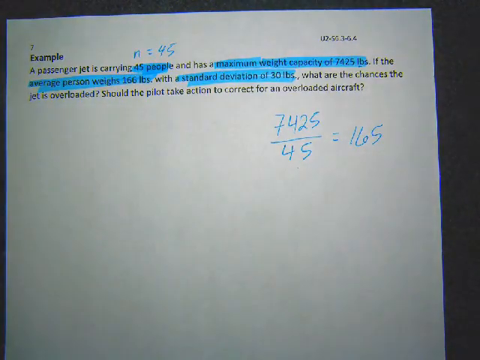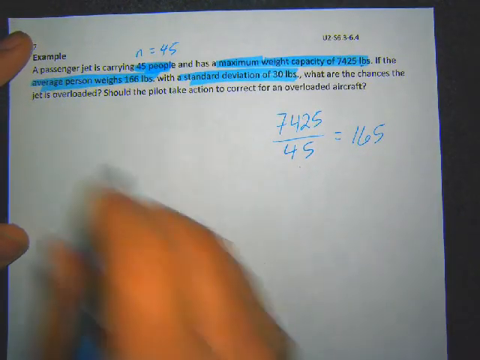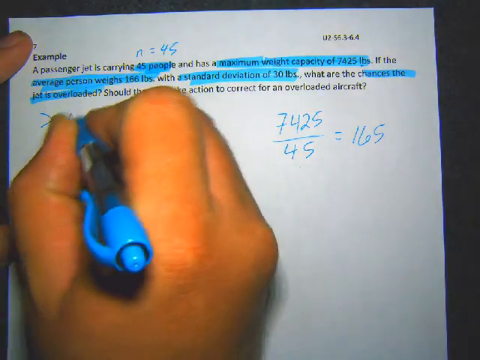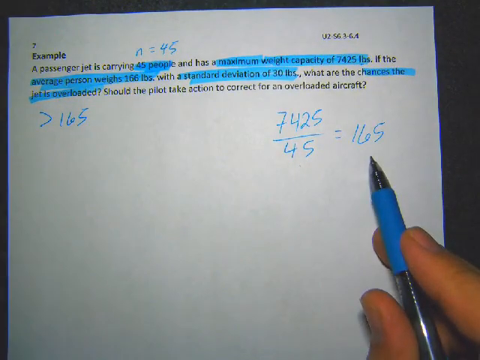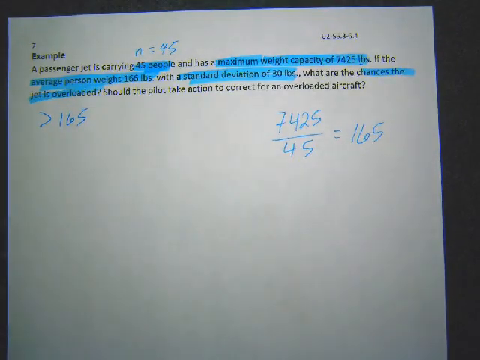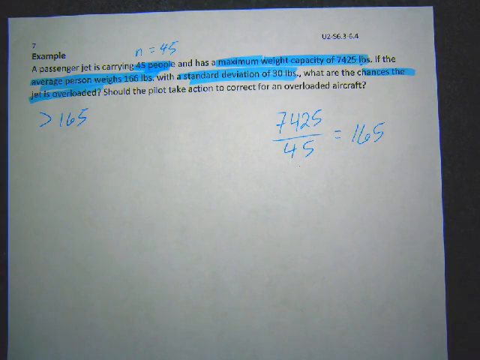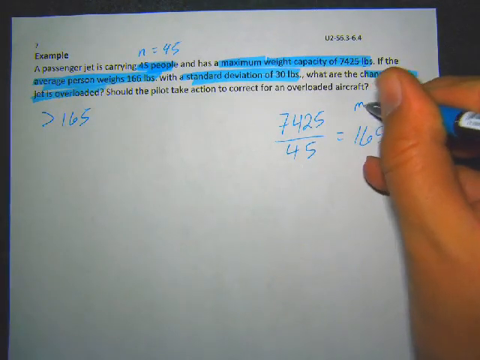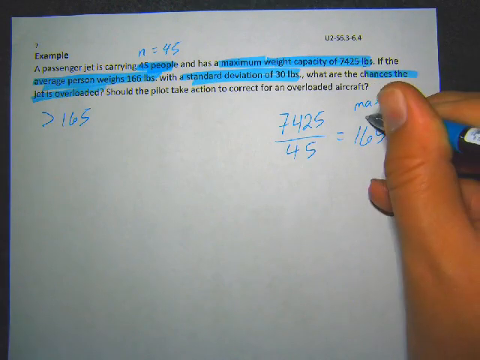So what are the chances that they're overloaded? Well, the chances that they're overloaded is going to be the chances that the average is greater than 165. Because if the average weight is more than 165, then the jet's overloaded, right? That doesn't mean everybody on the plane is going to be over 165 pounds. There might be some 100 pounds, 120 pounds, but overall, on average, the weight is over 165 pounds. For each 100-pound person, there's a 200-300-pound person, and overall, average weight ends up being more than 165. So this is the maximum average weight.